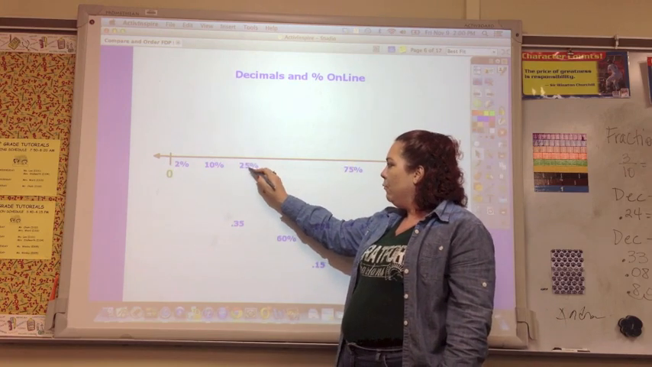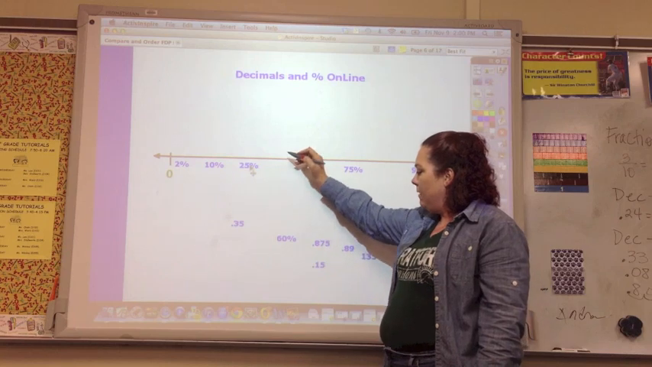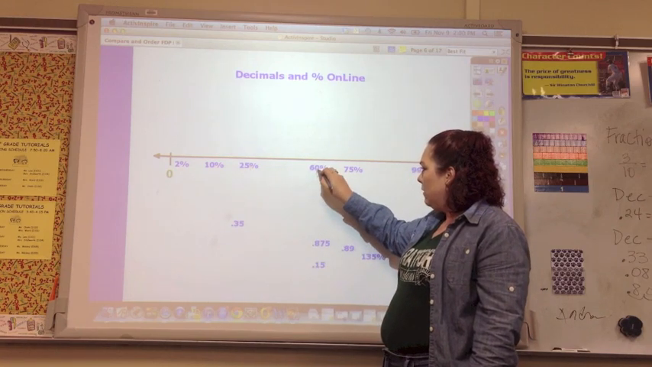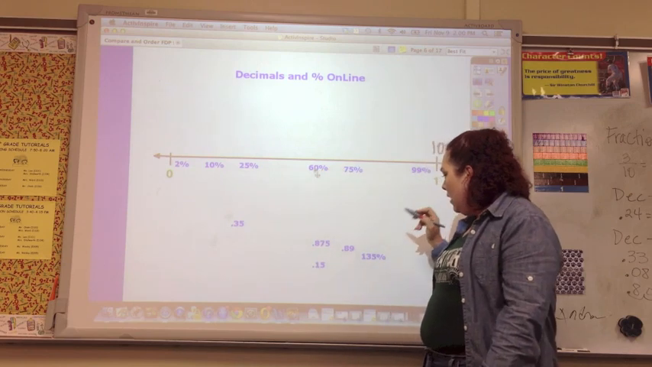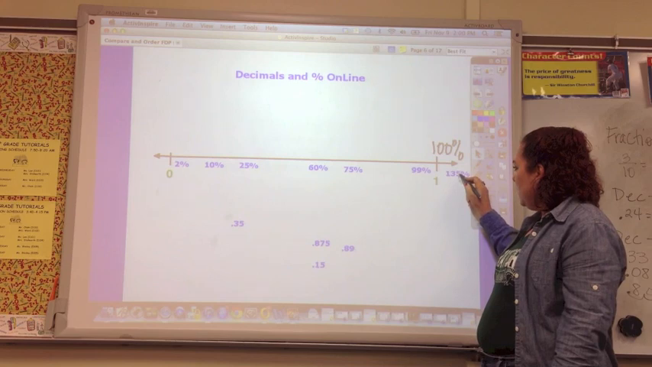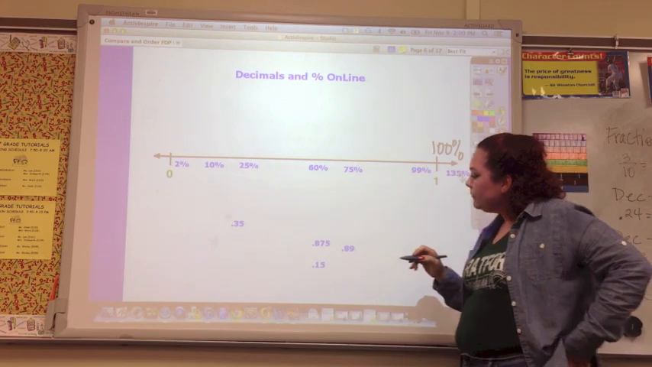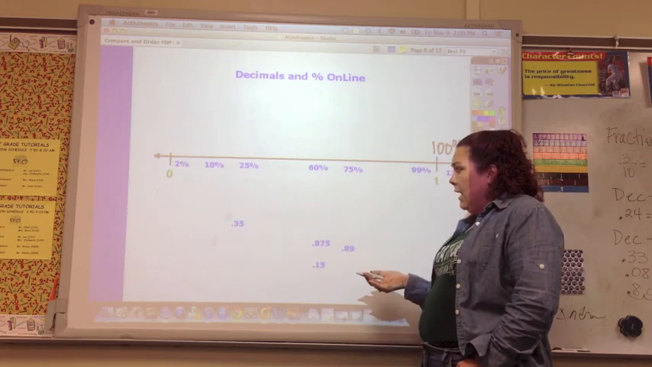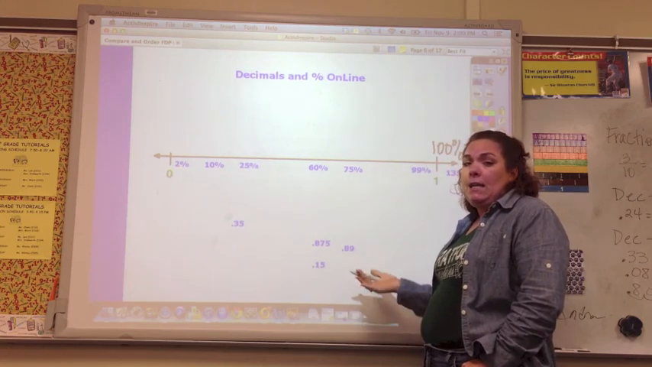25% would be about 1/4 of the way. So this is like where 50% would be. And if this is where 50% would be, 60% would be a little bit to the right of that. And then 135% is going to be more than 100%, so it's going to be somewhere over here. So what I have left is decimals. And I say, where do these fit in?